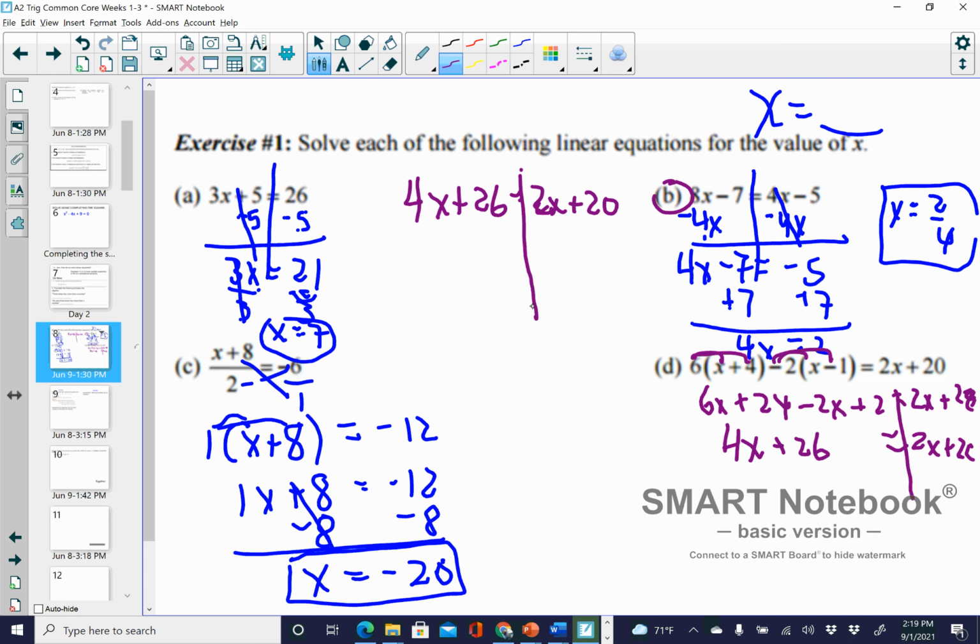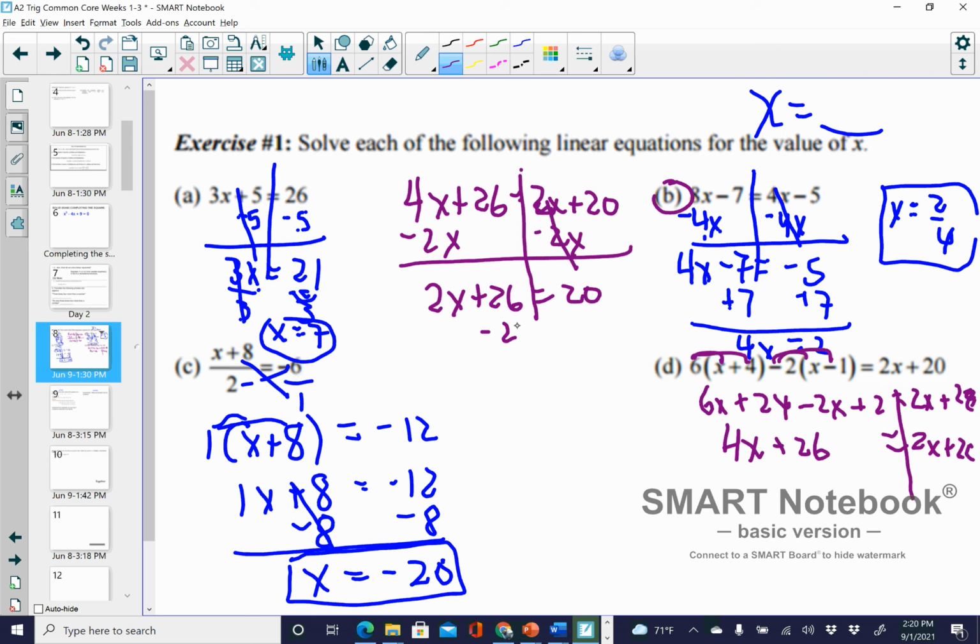So here's our line. So I can subtract 2x from both sides to keep the x's positive, so minus 2x on both sides. There's a lot of different things that you can do here. 4x minus 2x is equal to 2x. The positive 26 comes down, is equal to 20.